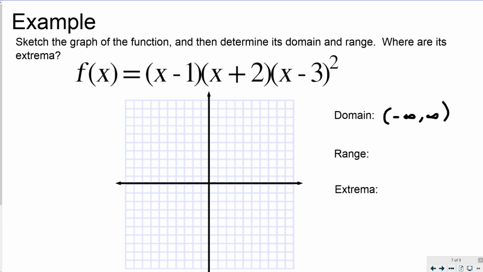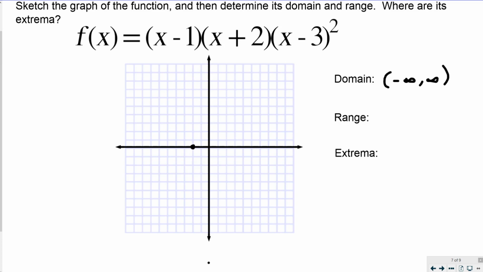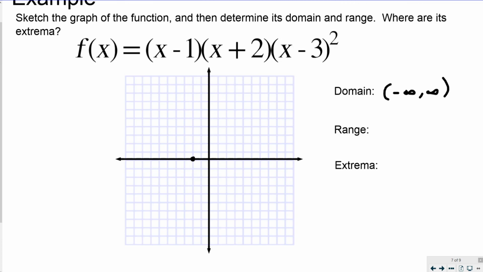So the graph has some extreme changes. It does have a 0 at -2, as evidenced by this linear factor here. I do have my y-intercept at -18, so all the way down here. 1, 0. 2, 4 is a point. 3, 0.